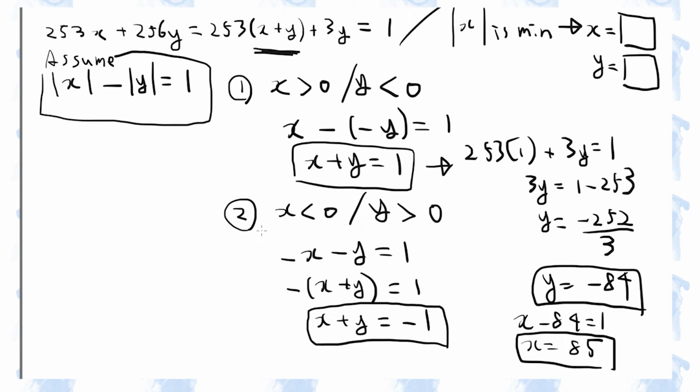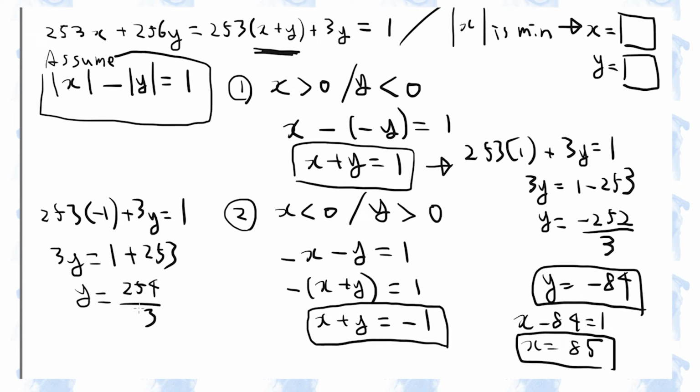Next, let's examine the second case. Now 254 is not divisible by 3, so 2 cannot be true. So the answer is x is 85 and y is minus 84.